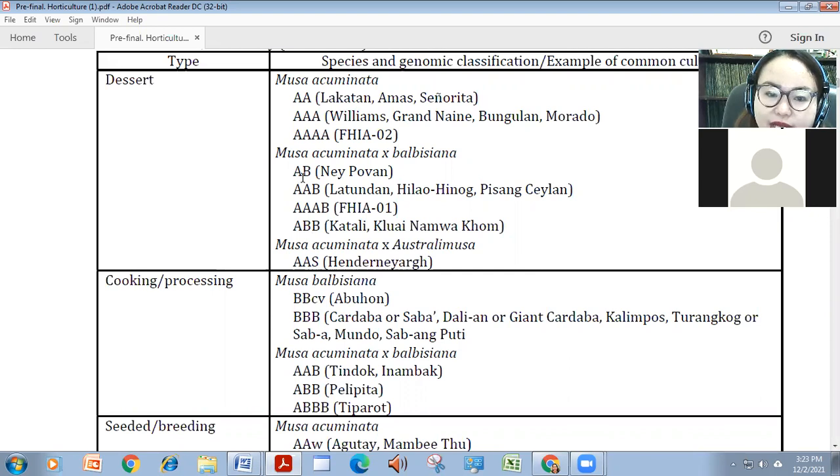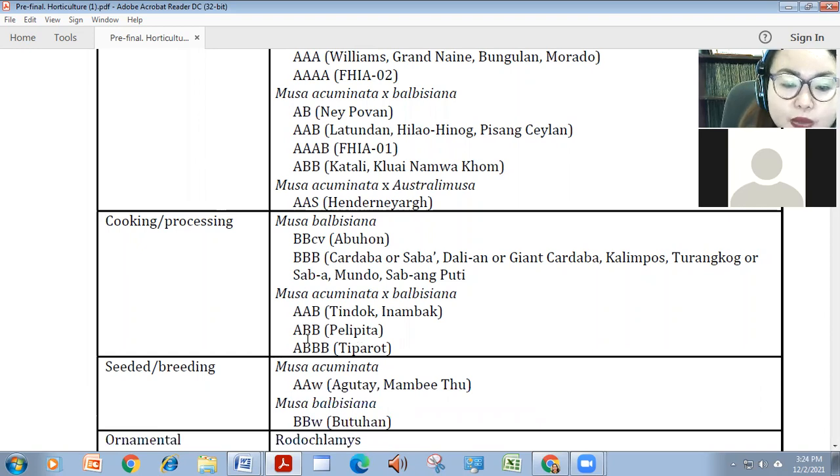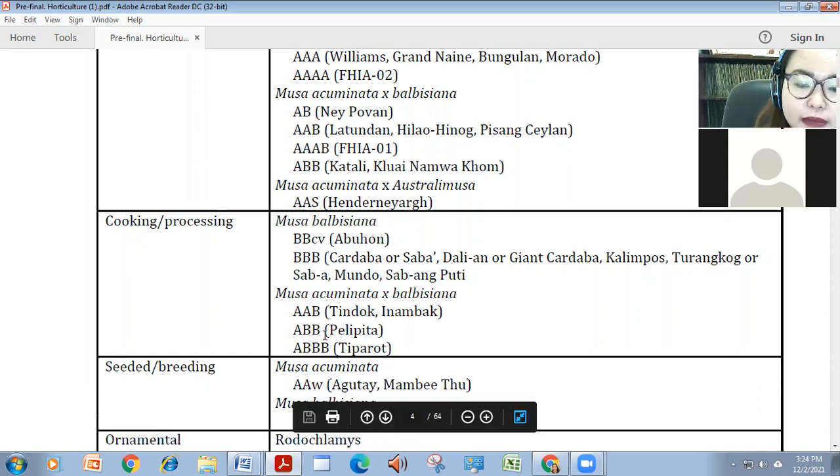So A plus B, of course, we have AB, Danay, Puvan. Double A and B, Latundan, Hilaw, Hinog, Pisang Ceylan. And the triple A, B, FHIA-01, and the ABB, Cardaba, and so on. No? We also have sa other AAS or Musa acuminata and Australimusa na cross. No? And another cross ng Musa acuminata and balbisiana, which is under processing or cooking. We have the double AB Tindok and Inambak, and double ABB Pilipita and ABBB Tiparot.